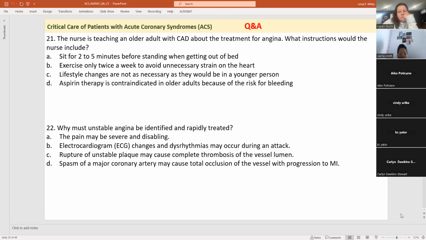The nurse is teaching an older adult with CAD about the treatment for angina. What instruction would the nurse include?